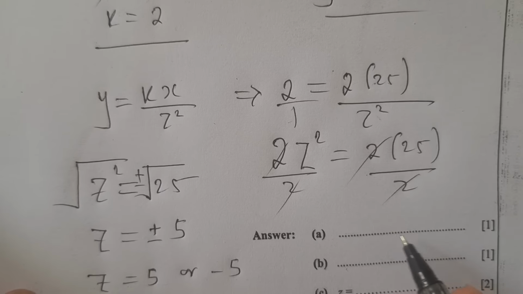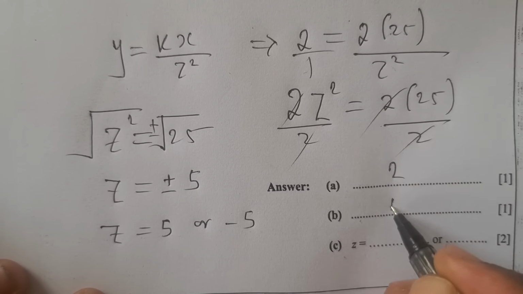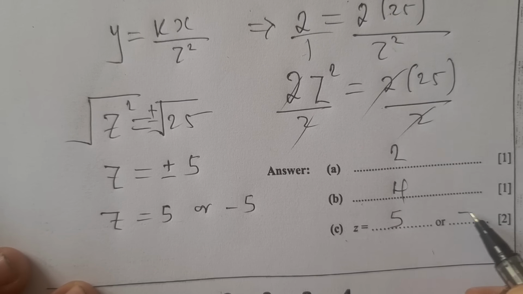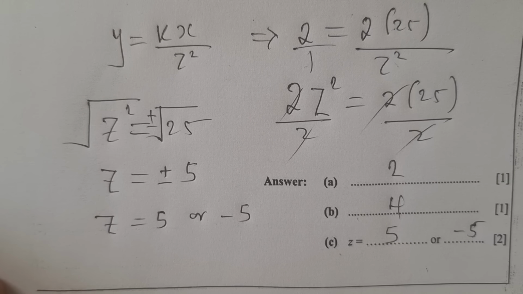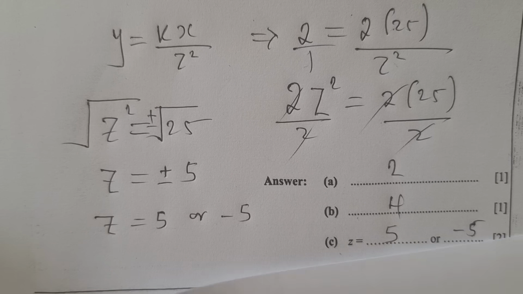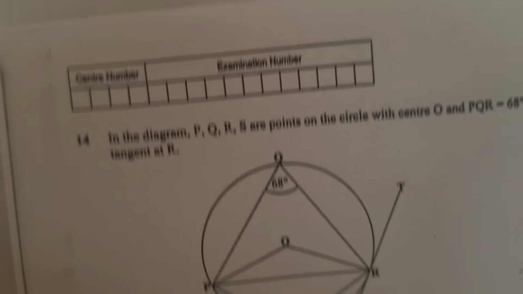So I can write the solutions. Here k is a 2, here y is a 4, here z is 5 or negative 5. So you must show all the steps so that you don't lose marks. We go to question 14.